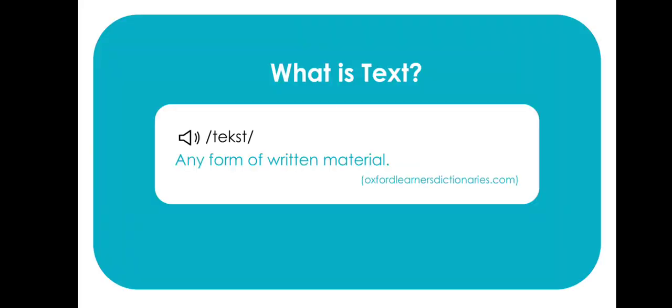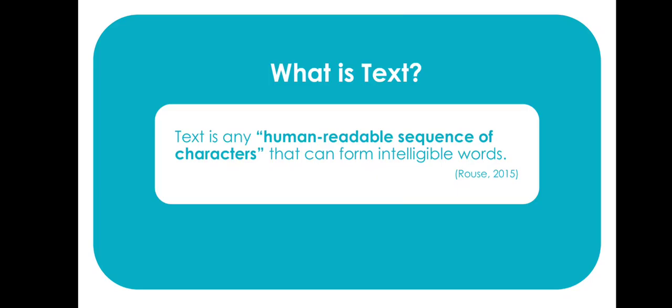Let's start. Let us define the word text. According to OxfordLearnersDictionaries.com, text is any form of written material. Just as simple as that, any form of written material. That is text. Here's another definition. Text is any human readable sequence of characters that can form intelligible words. In other words, text is anything that conveys a set of meaning. It can be handwritten, printed, or displayed on screen.